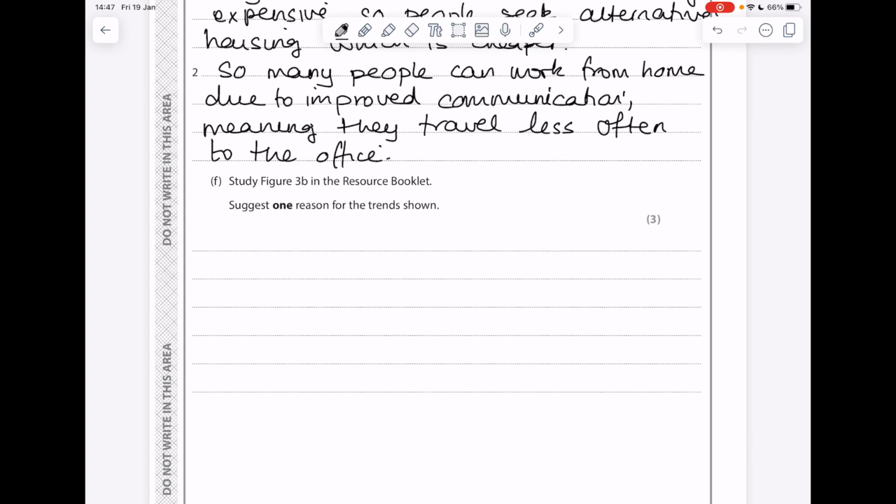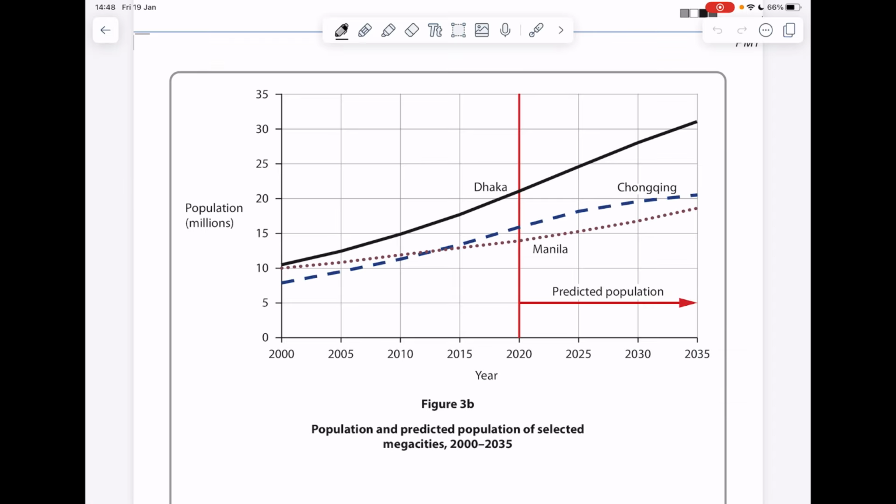Study 3B suggests one reason for the trend shown. Population and predicted population of selected megacities from 2000 to 2035. We have the cities of Dhaka, Chongqing, Manila, and there's an arrow showing the predicted population. So we can see, wow, look at this up here. Dhaka in particular is expected to have a population of over 35 million. Oh my goodness, that's so many people.